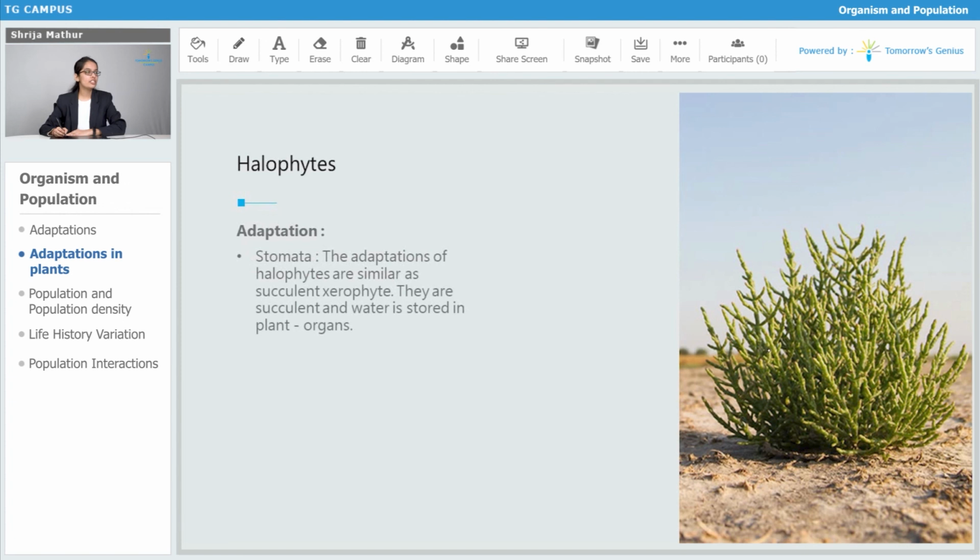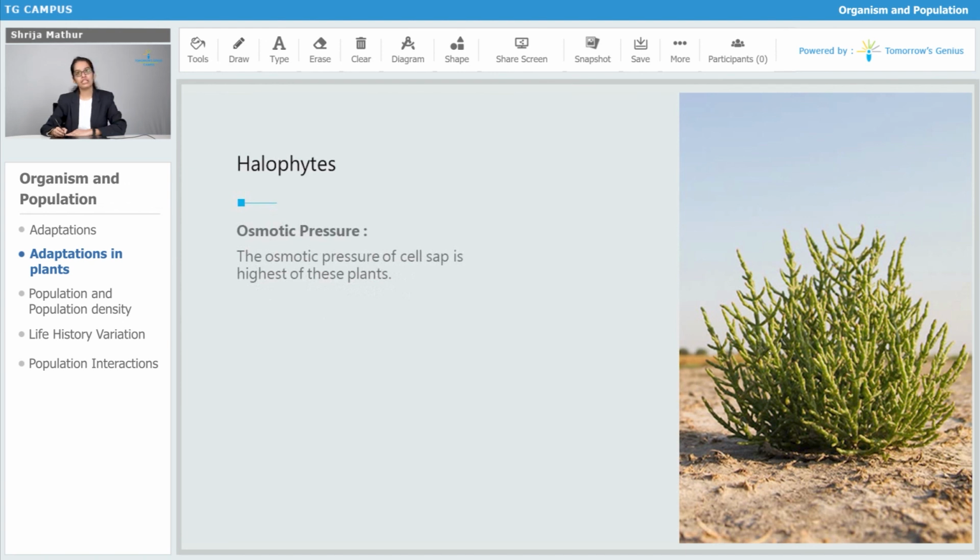Regarding adaptations, the osmotic pressure of the cell sap is the highest in these plants. It is around 30 atmospheres, counting in terms of atmospheric pressure, so it is the maximum. Chalk glands are present. Now what are these chalk glands? They are found in roots and leaves of some halophytes and secrete lime.